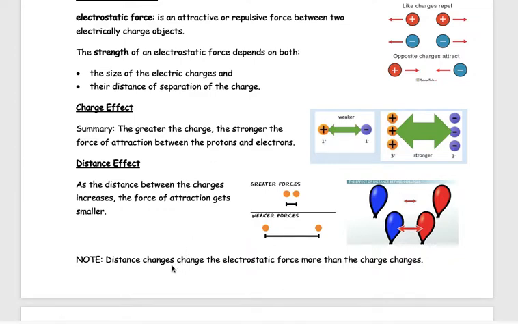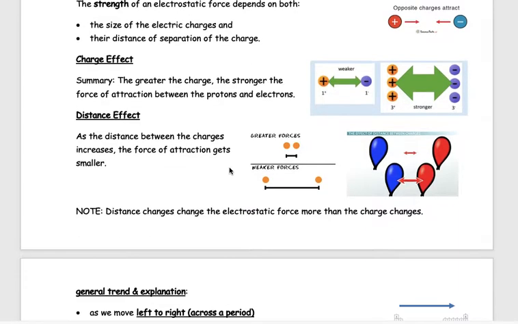The distance, when that changes, there will be a much more significant change in the force of attraction compared to just adding a few more positives and a few more negatives and so forth. So when you get further away, it's a pretty big difference in the force of attraction, whereas if you were just changing from 1 or 2 charges to 3 charges, the attraction force isn't as much.